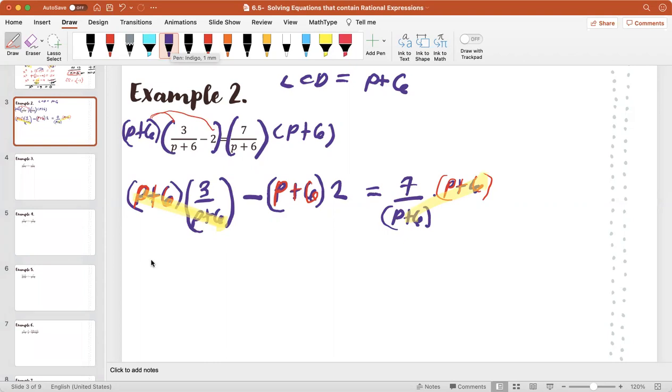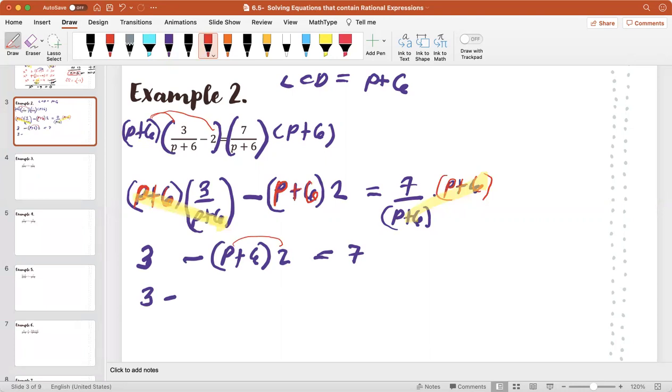We are left with 3 minus p plus 6 times 2. Now we are left with 7 on the right. By distributive property, we have 3 minus, okay, let's multiply this. P times 2. It's 2p.